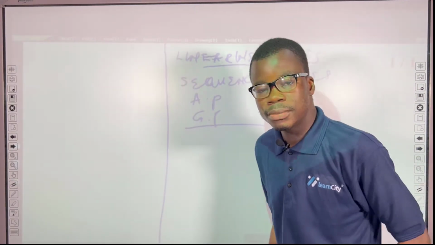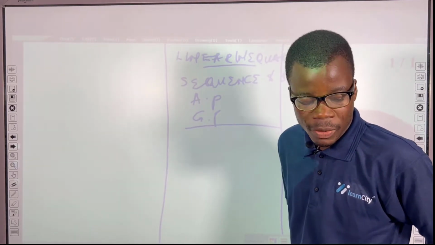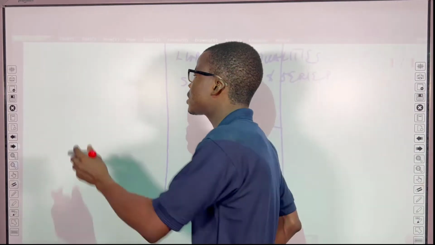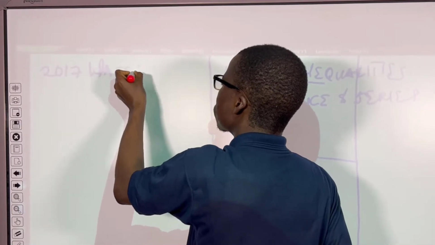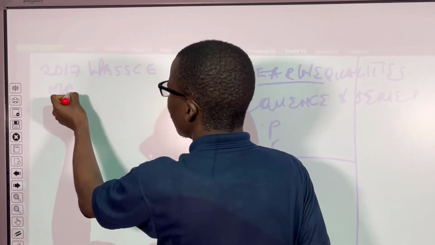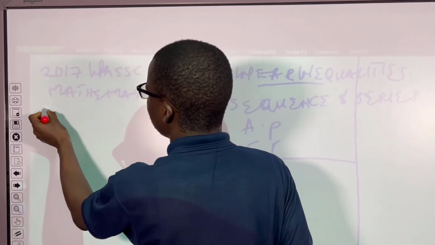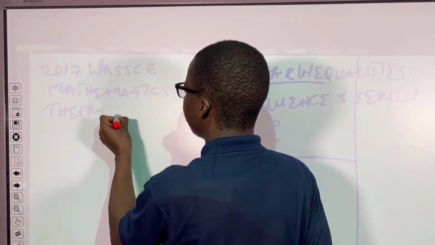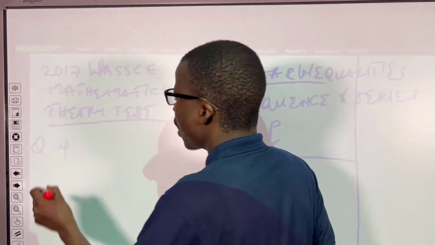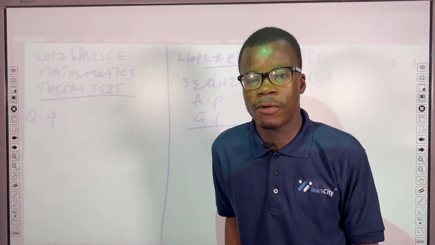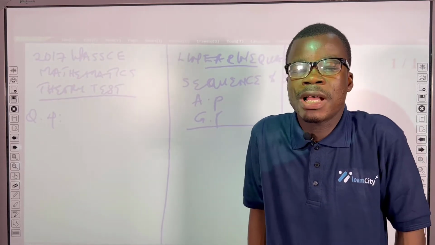So we move to the past question, and for arithmetic progression we'll be looking at a question in the 2017 WAEC SSCE theory test, question number 4. So let's attempt the question, and we provide solutions to you.